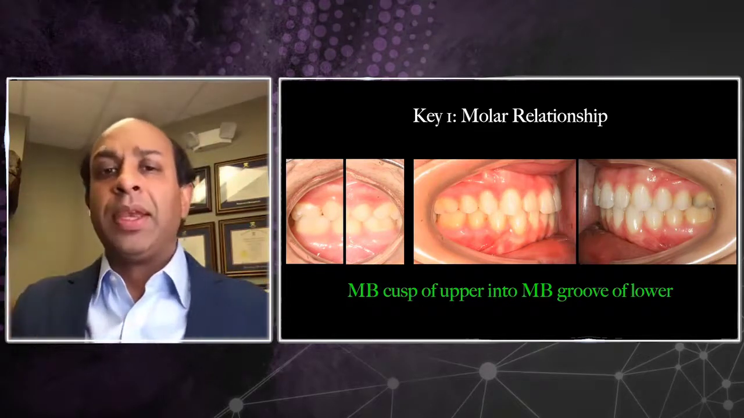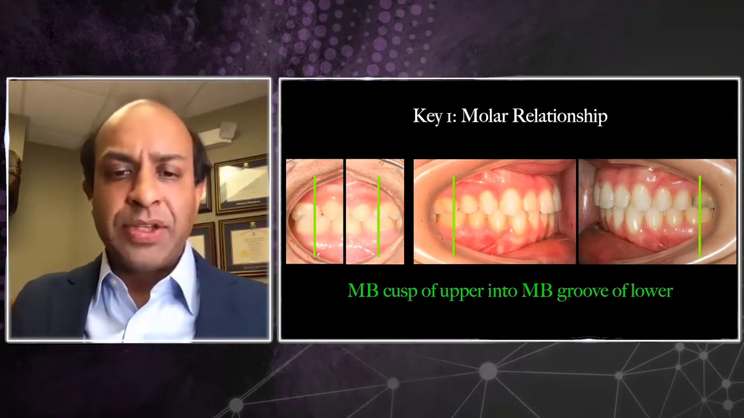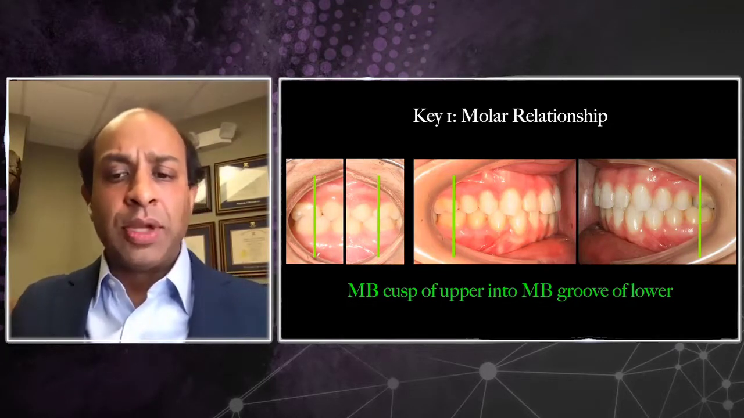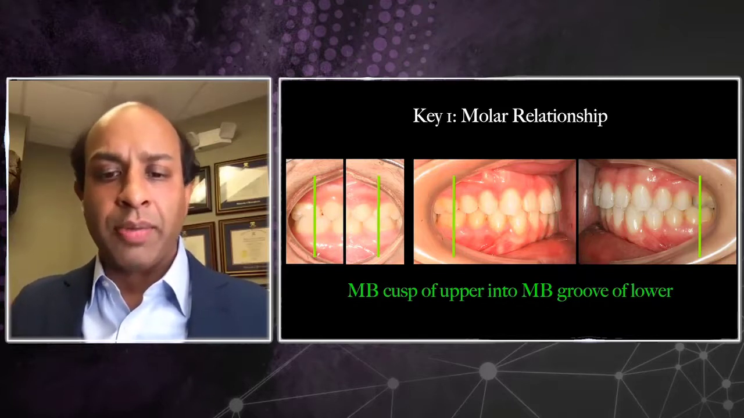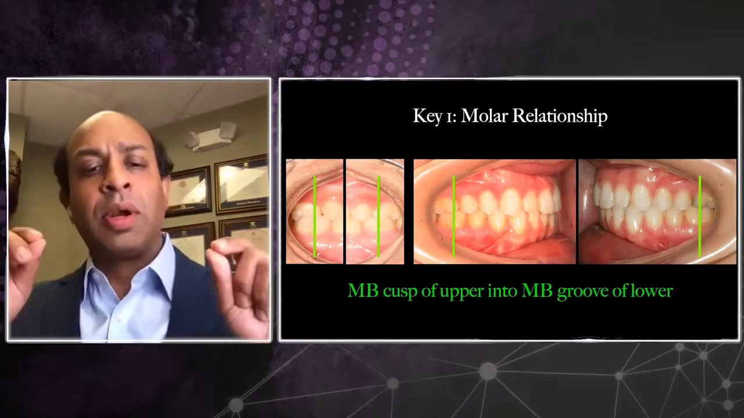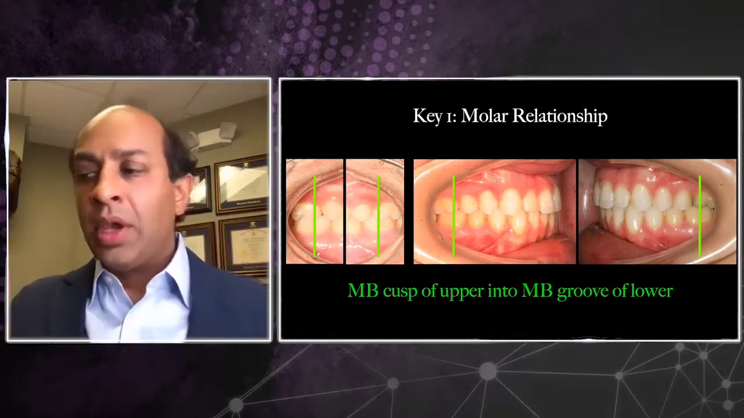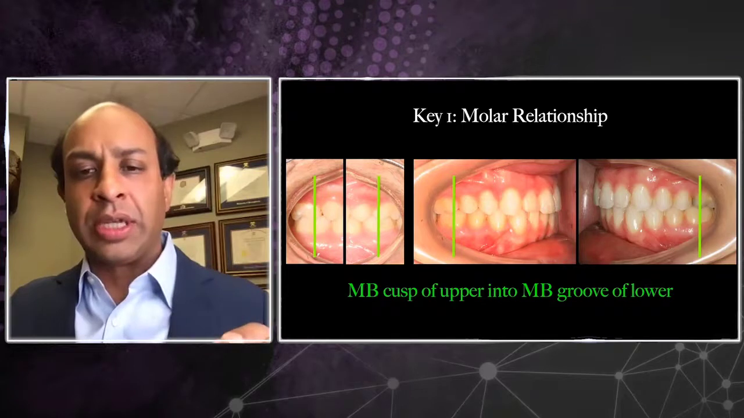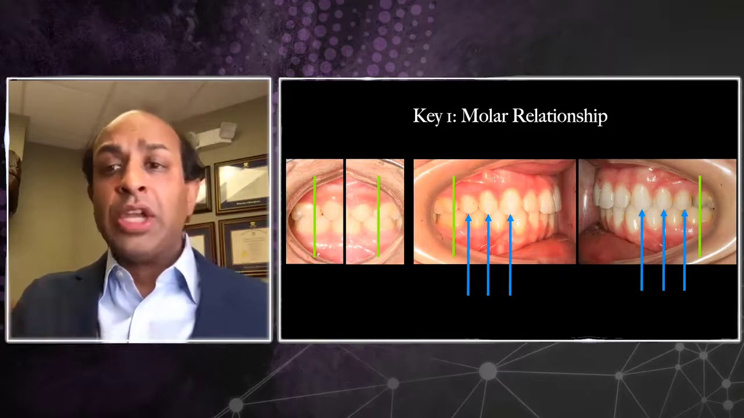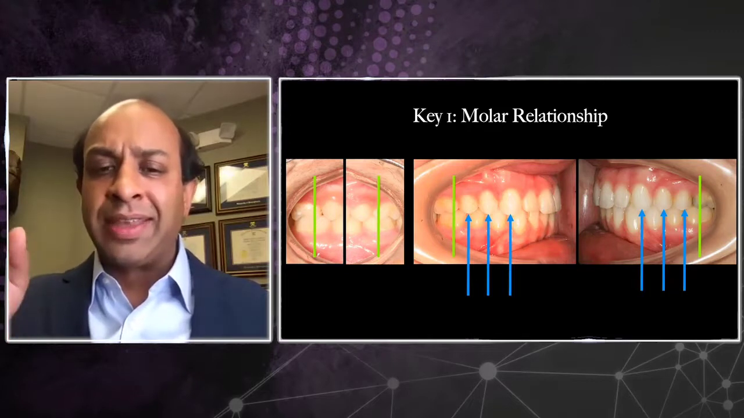So key number 1 is molar relationship. And what he found is that the mesiobuccal cusp of the upper maxillary molar should fall into the mesiobuccal groove of the lower molar. And you see, this is much more impacting than just looking at 2 teeth per side. When you have the correct starting position of the mesiobuccal cusp of the upper engaging with the mesiobuccal groove of the lower, you have subsequently set up success for all of the anterior teeth that come in front of that.